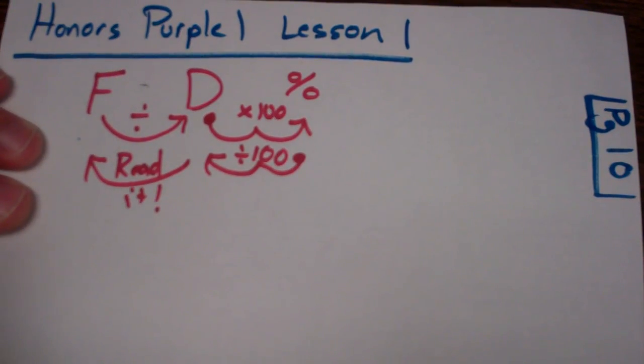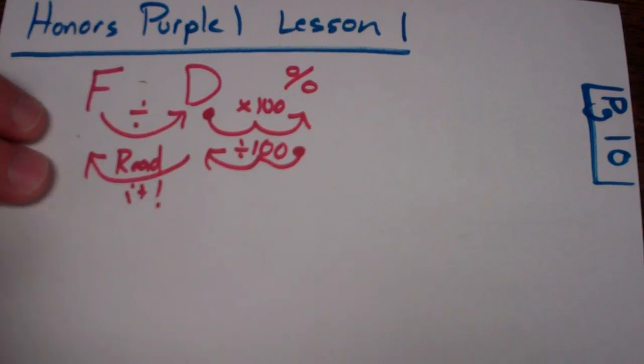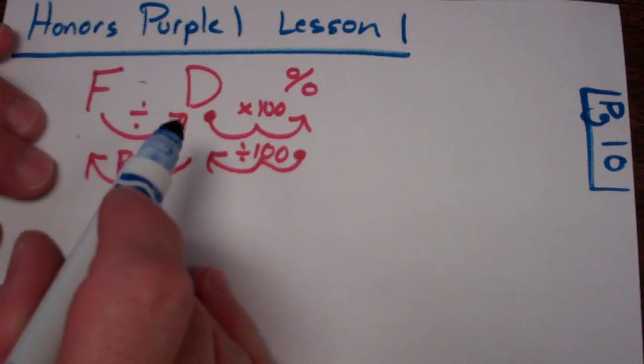Alright, this is a lesson off of the Honors book, the Purple Book, Chapter 1, Lesson 1. We'll be doing the guided practice off page 10. Just a quick review. This is the skill that we're starting with, fraction to decimal to percent.